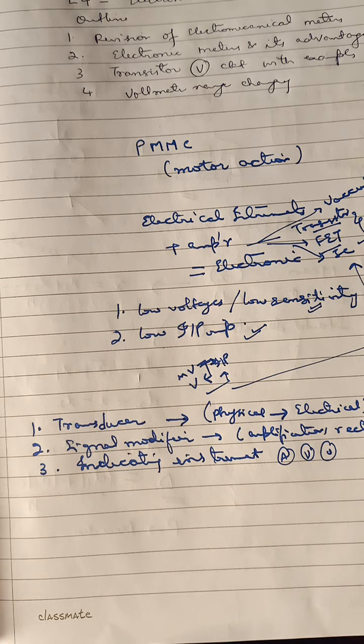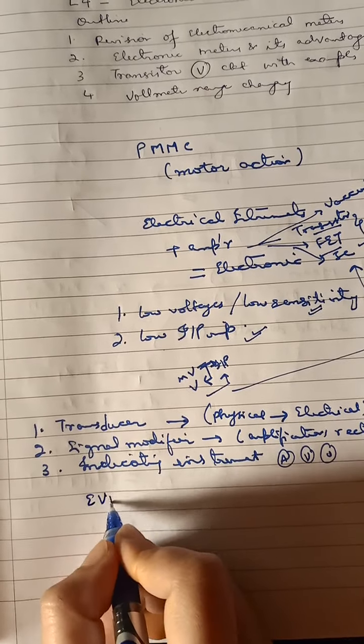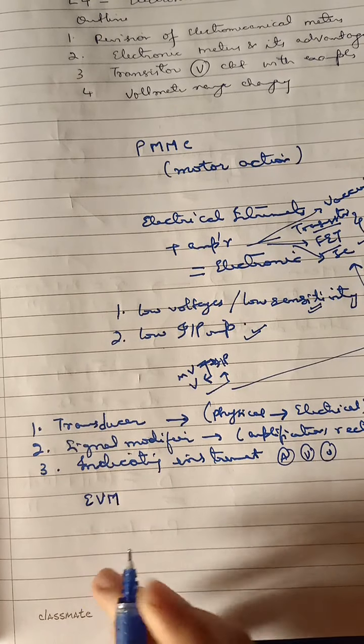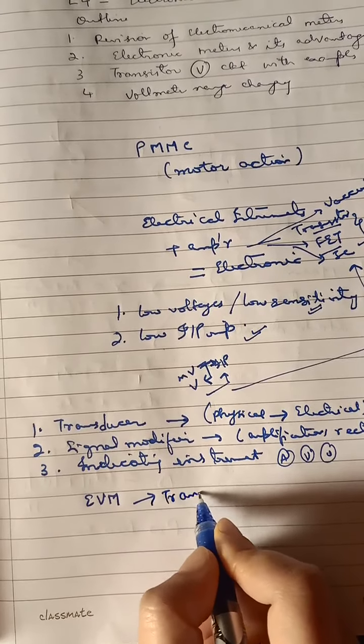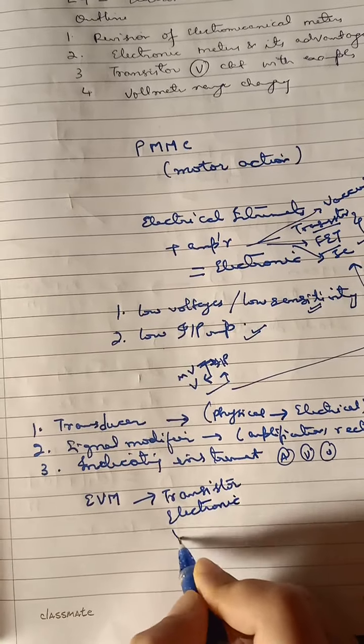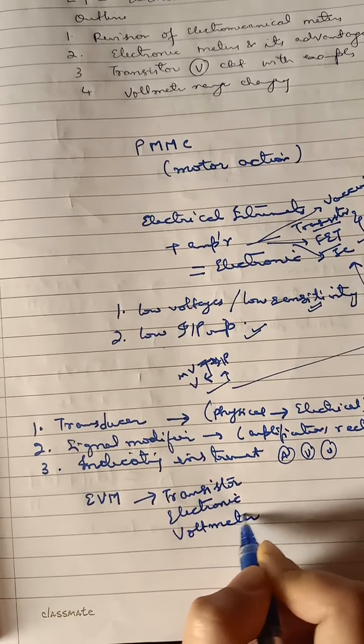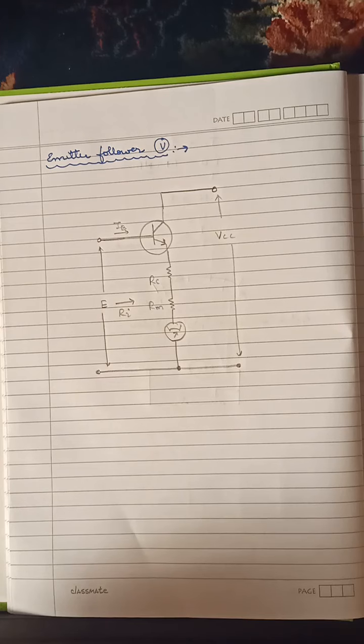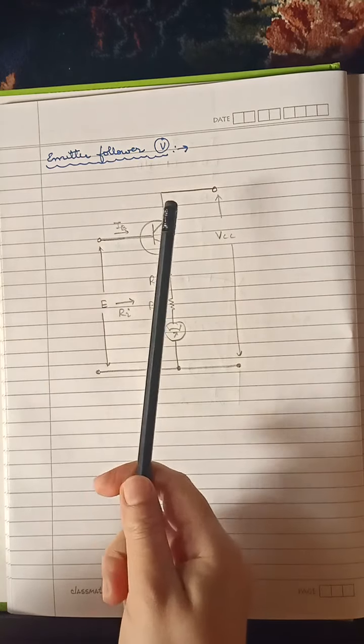Okay, so today we are going to discuss one of the very important electronic meters, which is the electronic voltmeter. We write electronic voltmeter as EVM, and the most important electronic voltmeter is the transistor electronic voltmeter. So now one of the most important, which forms the basis of the electronic voltmeter, is the transistor voltmeter, in which we are going to use an emitter follower voltmeter.